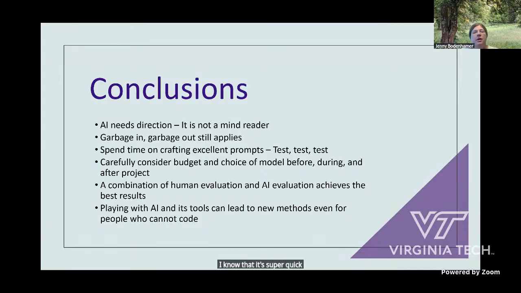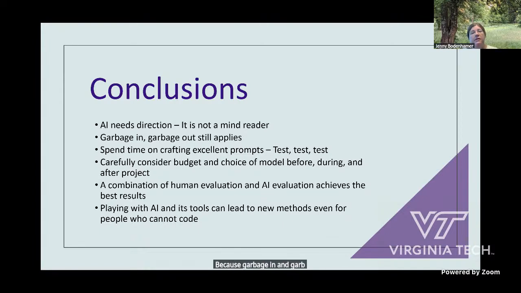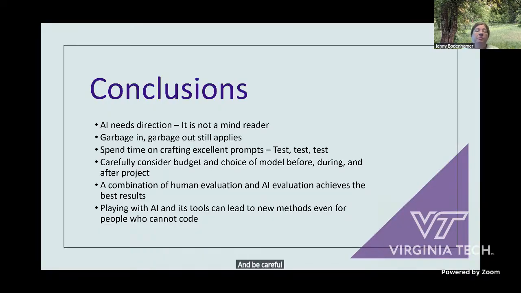I know that it's super quick. I just want to make a couple conclusions. Make sure your AI has directions. It's not a mind reader, even as it gets better and better all the time. And sometimes it will give you suggestions on how to improve. Make sure your prompts are good and you are being a professional, because garbage in and garbage out still applies. So spend time on crafting those prompts and test and test and test. And be careful in considering your budget and your choice of model before, during, and after the project.